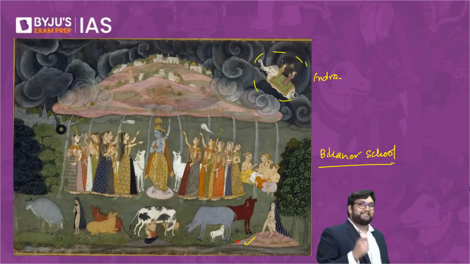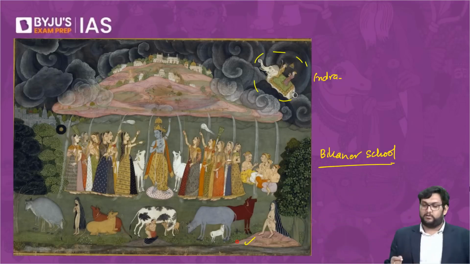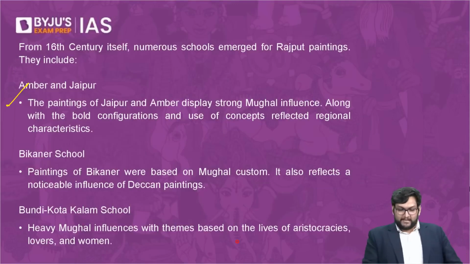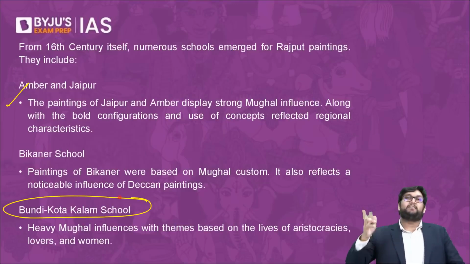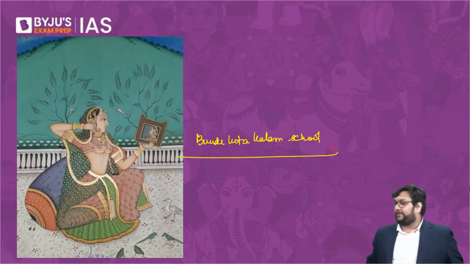But the best example of how we can see a certain influence of Mughals is the Bundi Kotakalam school. Does this resemble a painting which we saw just 5 to 10 minutes back?